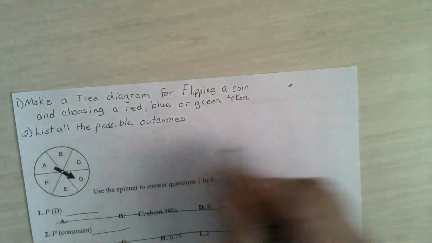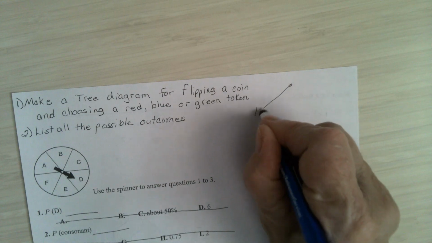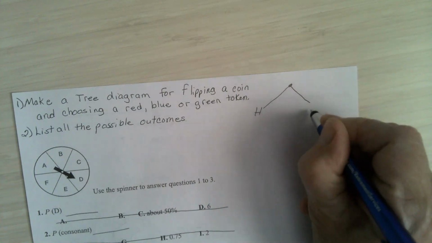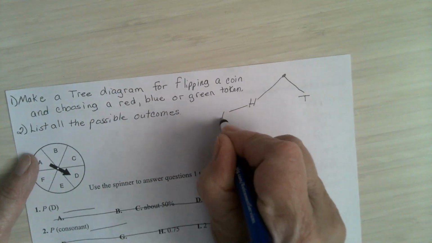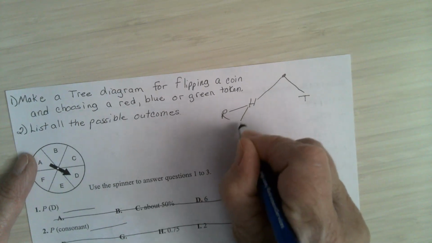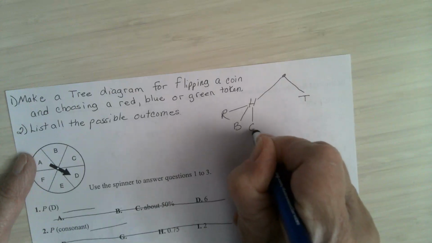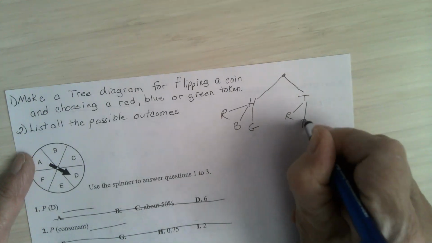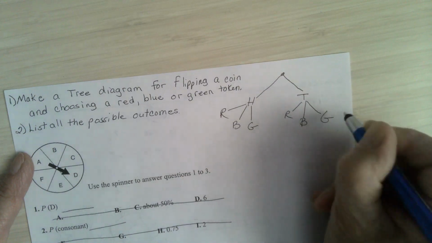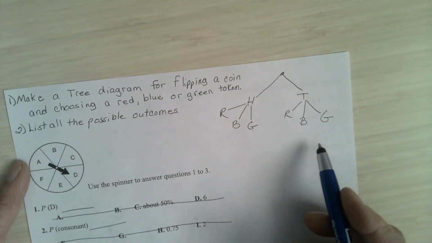The first thing you're going to do is flip a coin. So it's either going to be heads or tails. And it can be heads red, heads blue, or heads green. Tails red, tails blue, tails green. There, we made a tree diagram.